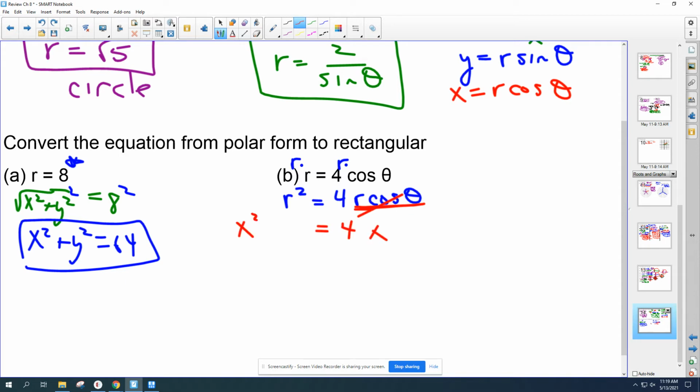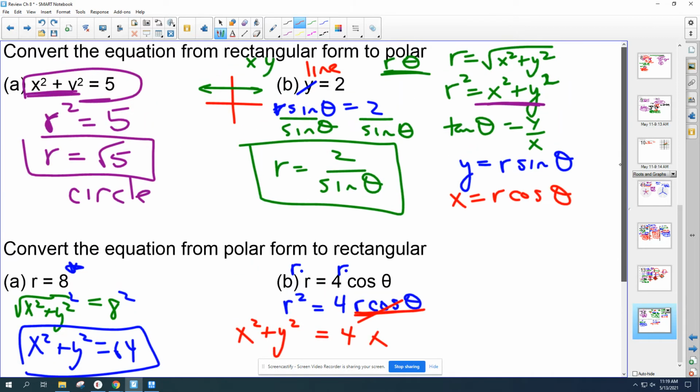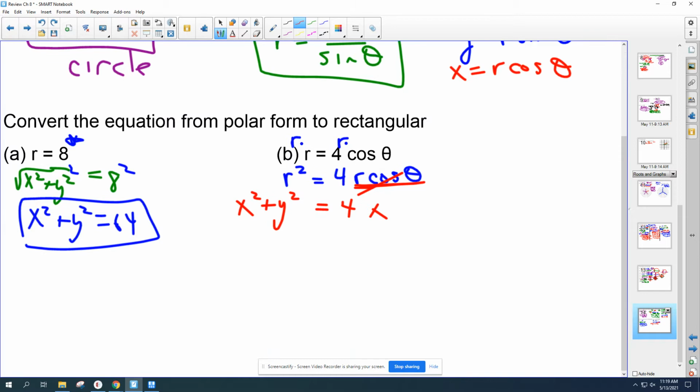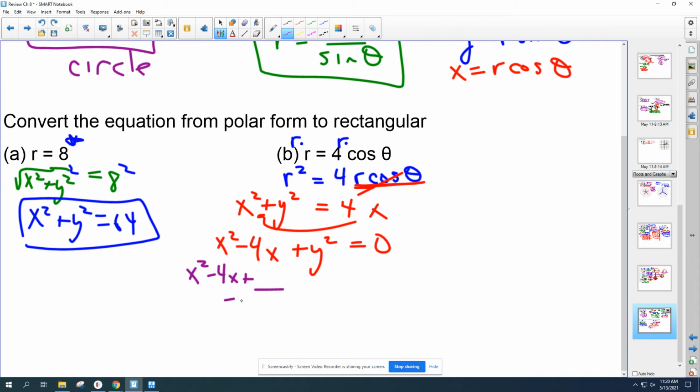R squared was x squared plus y squared. That's one of my formulas. X squared plus y squared. So I've already got an equation with x and y in it. I might subtract this over. This is going to be a good review of college algebra. We've got an equation. Technically, we would probably complete the square. So we've got x squared minus 4x plus blank. Half of that number is negative 2. Square that number is plus 4.